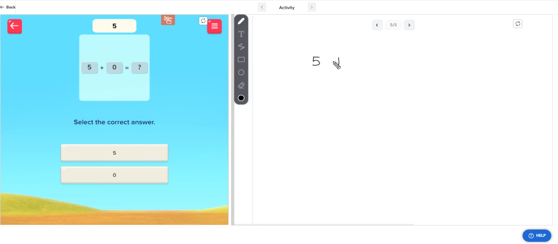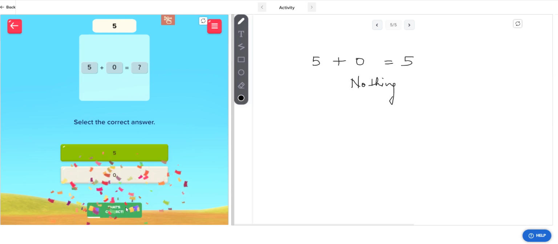5 plus 0. What does 0 mean? 0 means nothing, right? So if I'm adding nothing to my number 5, I'll still have 5 left. So the correct answer is going to be 5.